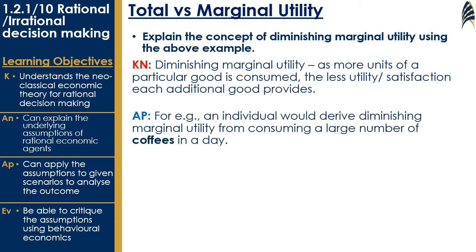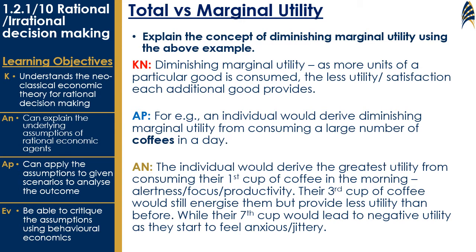But the example here is maybe coffee. The first cup of coffee, a bit tired in the morning, more alert, focused, better productivity, as it says there. By the third cup, still keeping you perky, as it were, but it's not going to be as good as the first one. And by the seventh, you might even get to the point where you've got the shakes, and it's actually negative marginal utility, and your total utility falls.